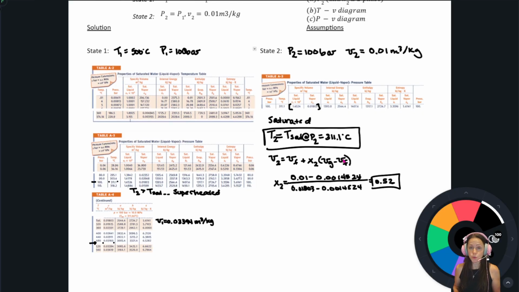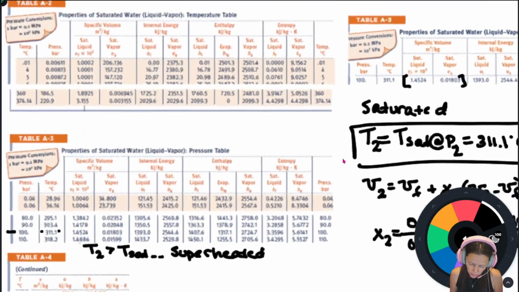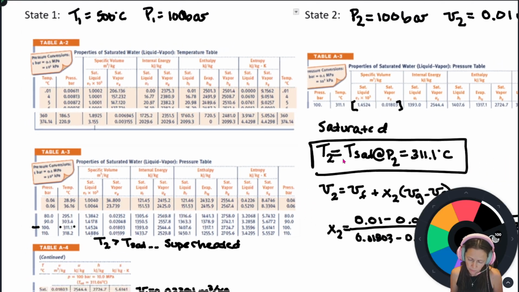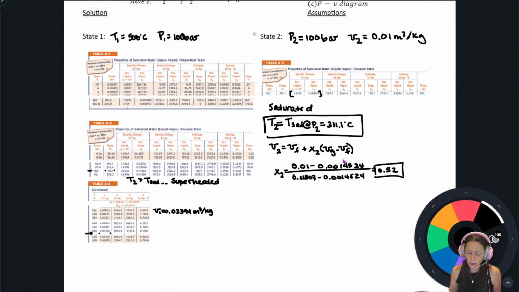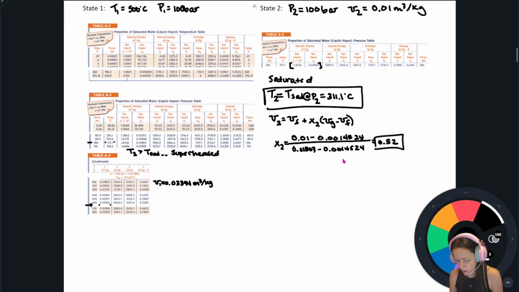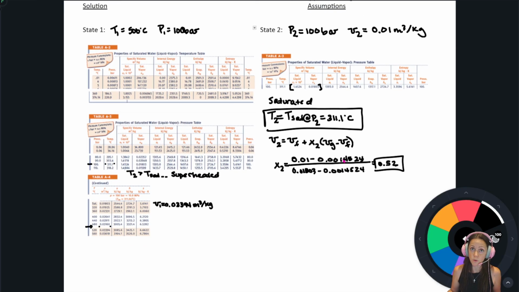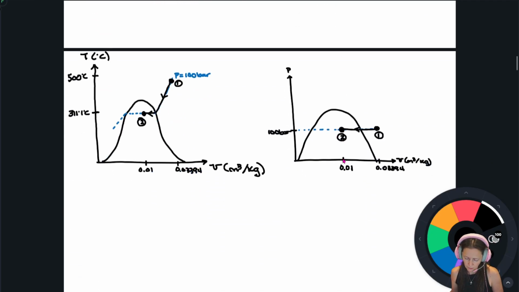All right, perfect. Now, I went ahead and drew my TV and my PV diagram. So let's look at it. Before we look at those diagrams, let's think about it. State 1 is going to be a superheated gas, but on my TV diagram, that temperature is going to be above the critical temperature of 374.14. At state 2, we're two-phase, so it's going to be underneath the dome. Okay, so let's go look.